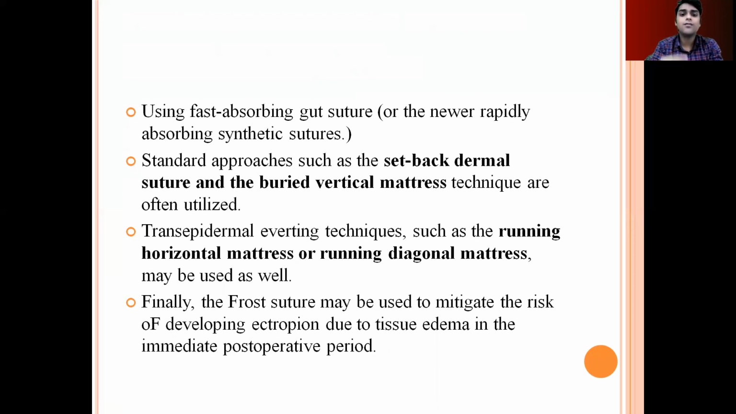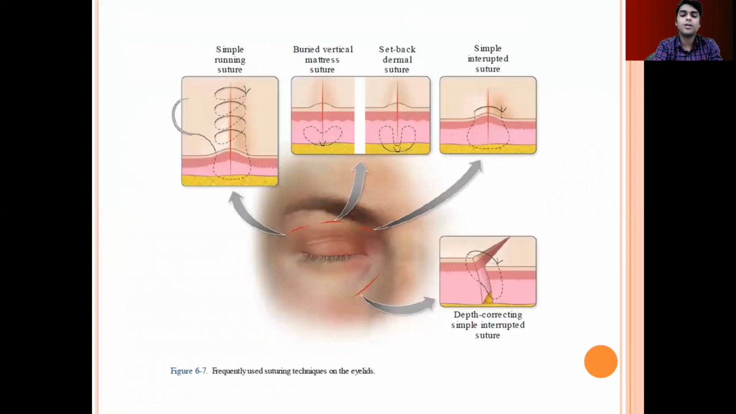Finally, we have the Frost suture, which may be used to mitigate the risk of developing ectropion due to tissue edema in the immediate postoperative period. Here is an image showing the various types of suturing techniques that we can use in the eyelid region, which include the simple running suture, buried vertical mattress, setback dermal suture, simple interrupted suture, and depth correcting simple interrupted suture.